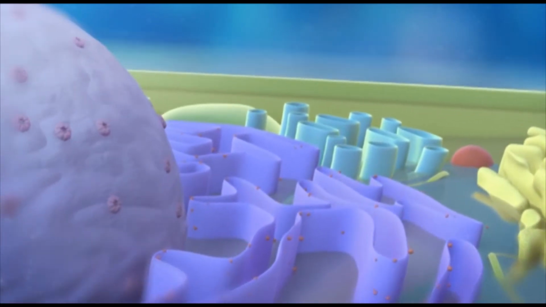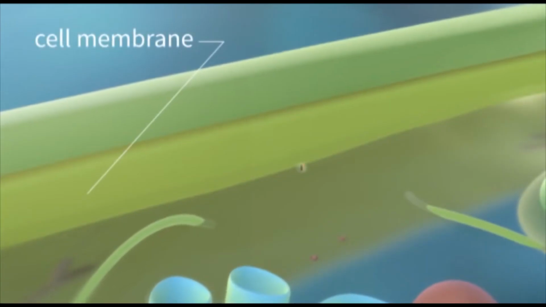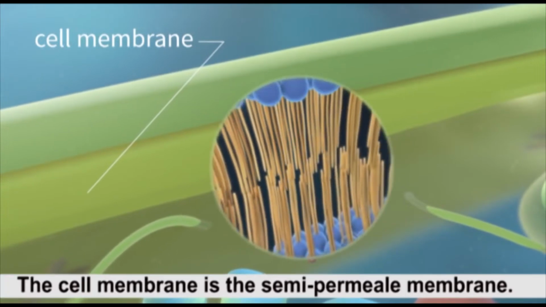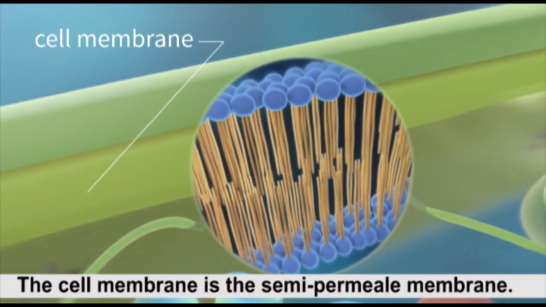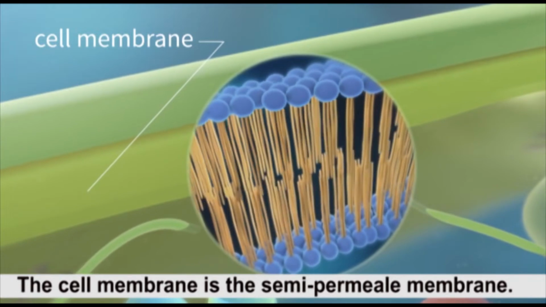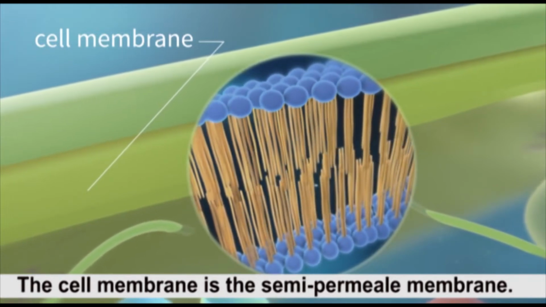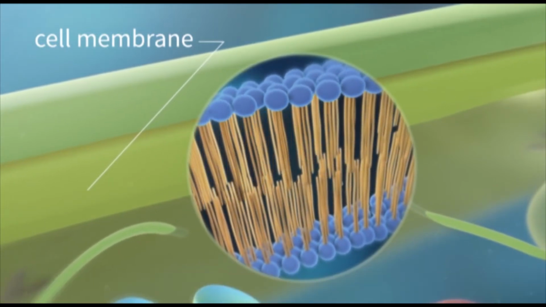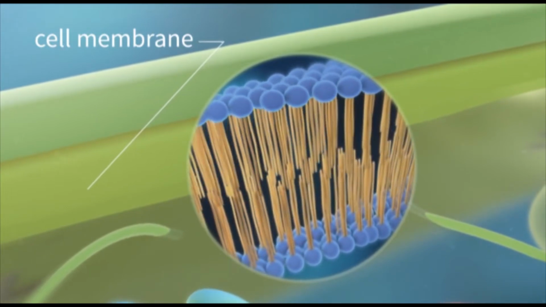Another important structure of plant cell is the cell membrane. The cell membrane is a semi-permeable membrane. It is composed of a thin layer of protein and fat. The cell membrane regulates the movement of substance into and out of the cell.